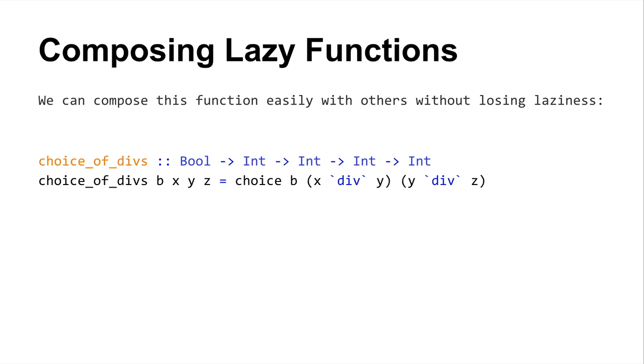So what do we do in this world in which we write safe div instead of using our unsafe div? As I showed you here, choice composes easily with div. x div y is going to give you an expression of type integer. y div z is going to give you an expression of type integer. So we do choice true applied to 10 div 10 and 5 div 0. We get back 1. 5 div 0 is never actually evaluated. No big deal.